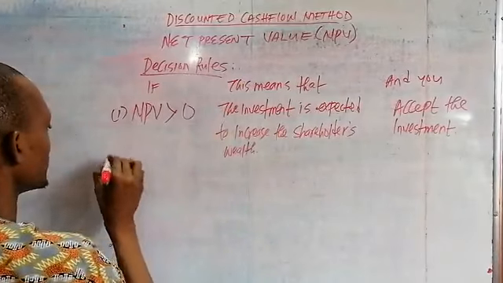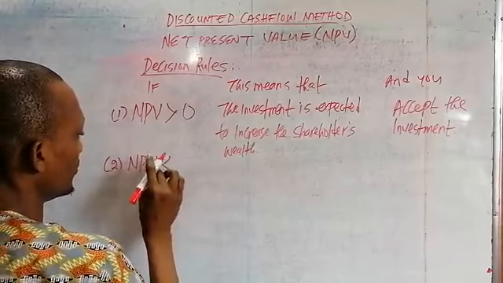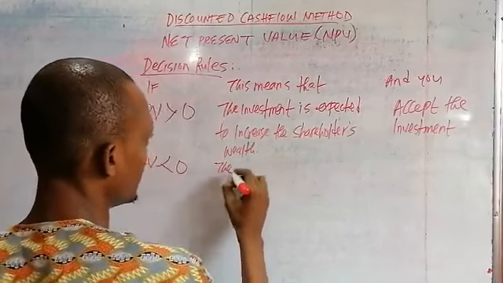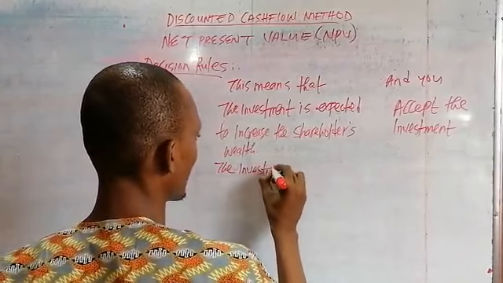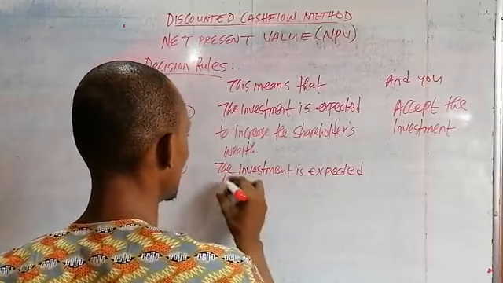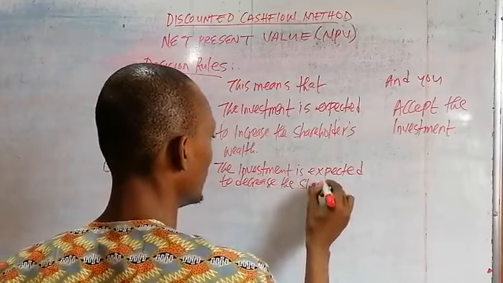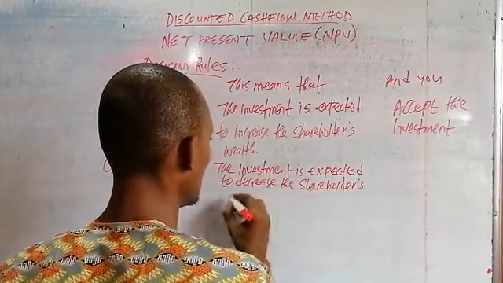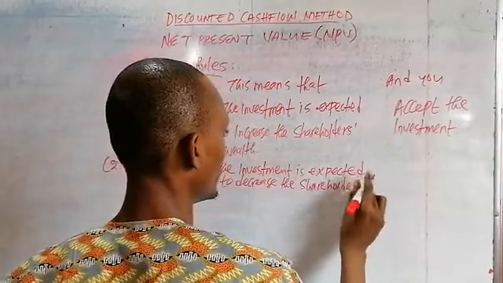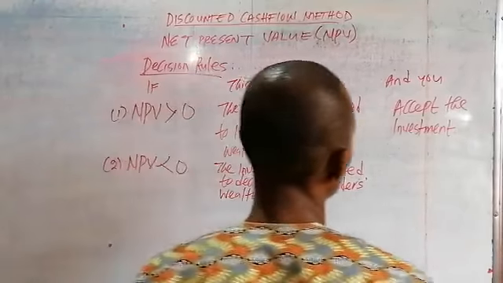2, if NPV less than 0, this means that the investment is expected to decrease the shareholders' wealth. And you should do what? Reject.